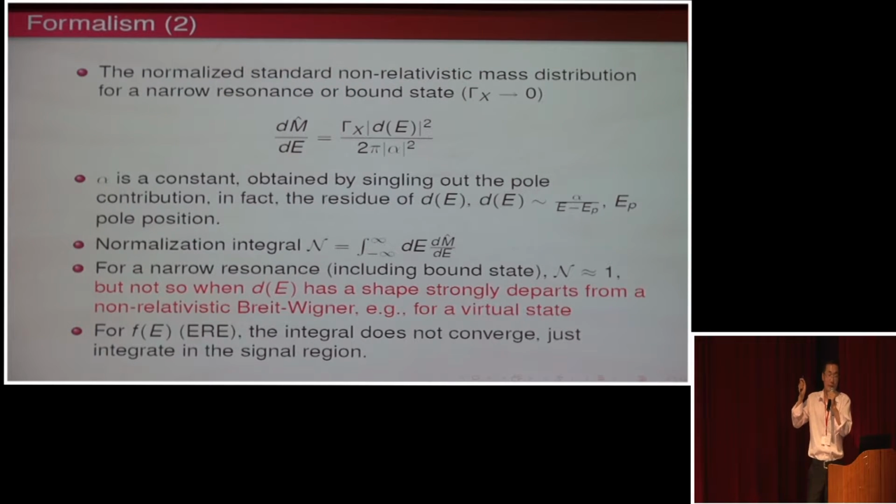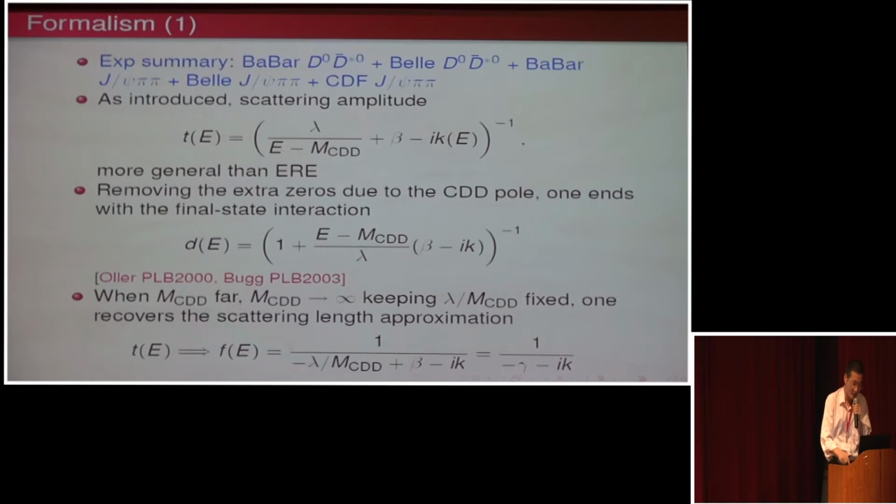Now we define a spectral function, that is defined in this way. And alpha is the residue of the D function, and gamma_X is a very small width of the pole position. You will find the right side is just Breit-Wigner-like. So if it is a narrow resonance or a bound state, the integral is very close to 1. Otherwise, it's not. For example, if the shape is the Breit-Wigner, like a virtual state, you will not have this constraint or relation. And for the ERE relation, the integral does not converge, so it is just cut off in the integration region. Here, you will find it's 1 over k.